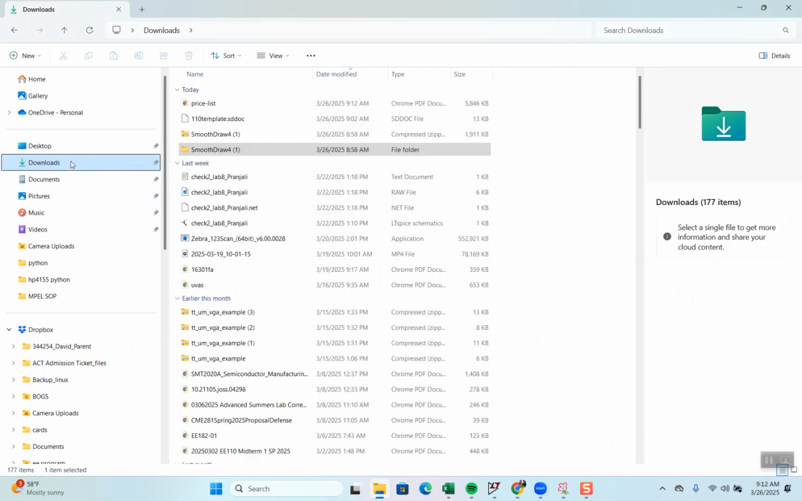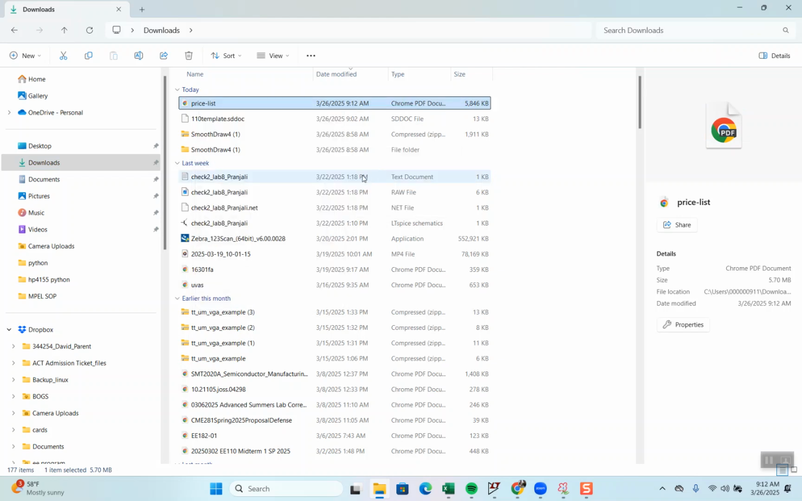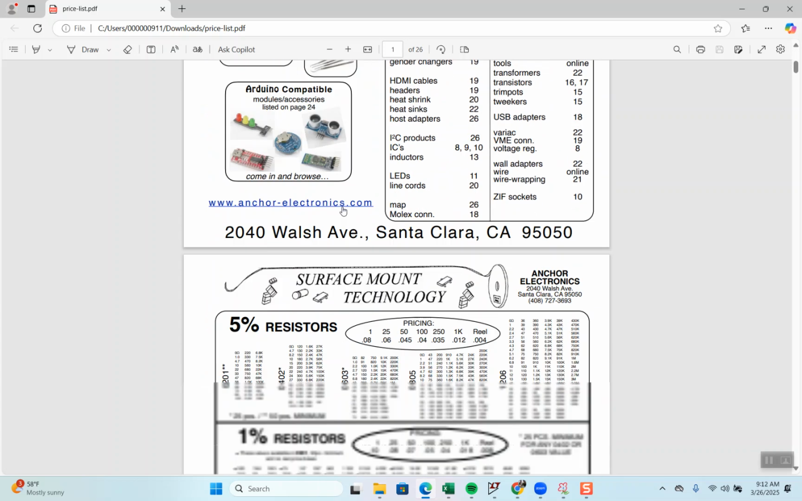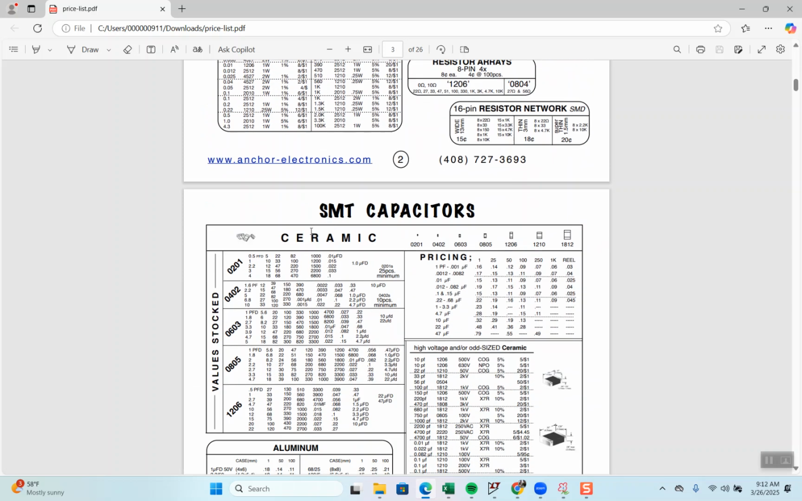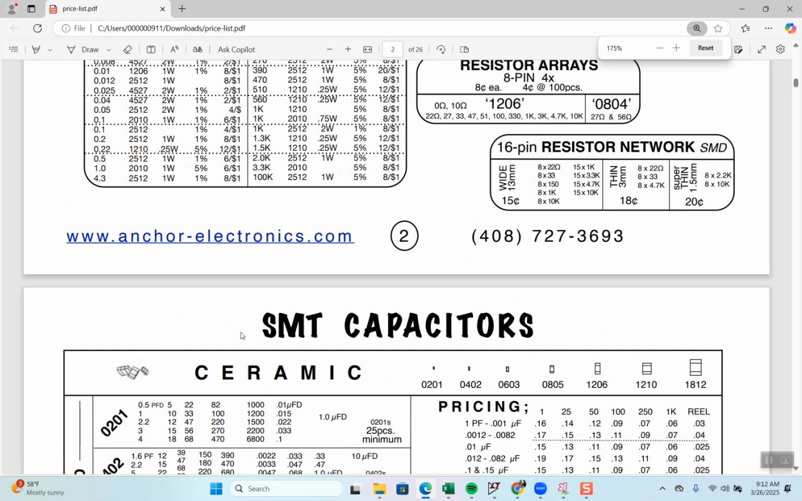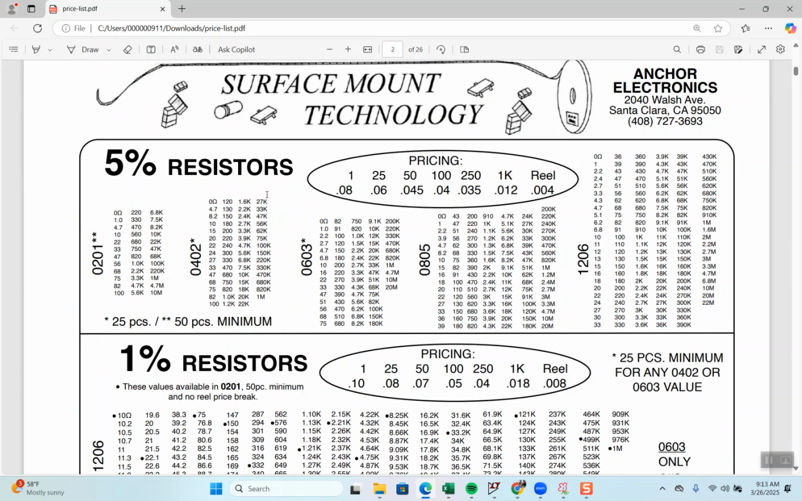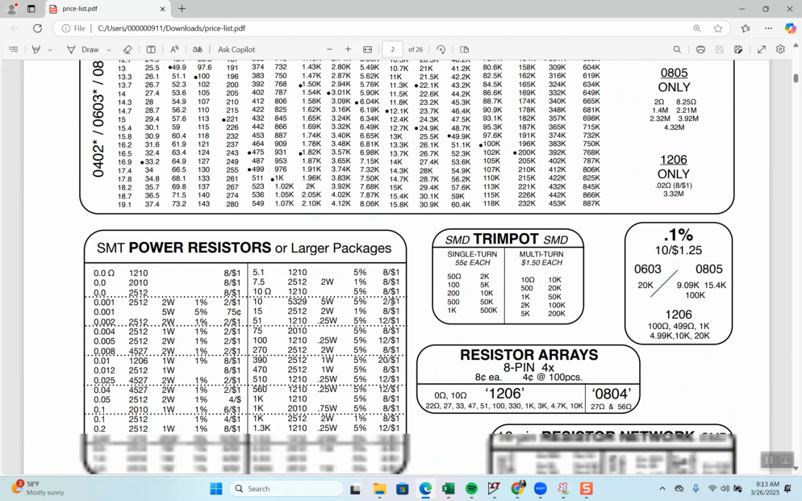Apologize, but I got fed up with Adobe products and now PDFs don't work for me. They got me. So there's a price list, right? 5% resistors, 1% resistors. I'm just going to come down here, surface mount capacitors, right? And you can see 0.5, 1, 2.2. You can kind of see the pattern, right? If you go to 1% resistors, look at how many more choices you get, right?